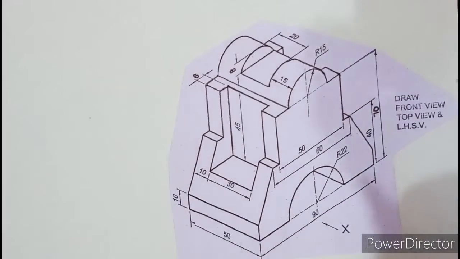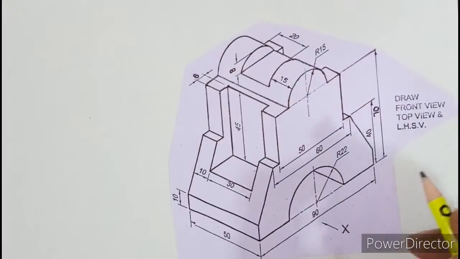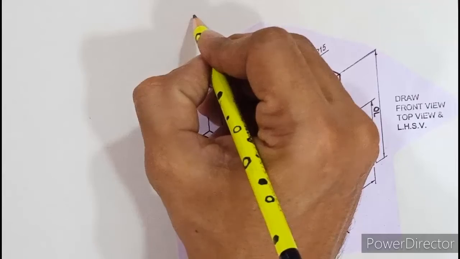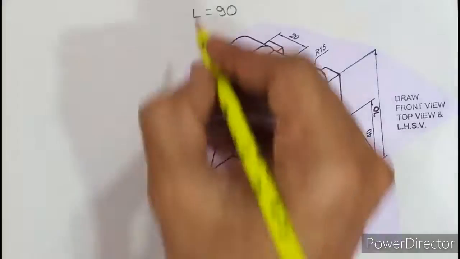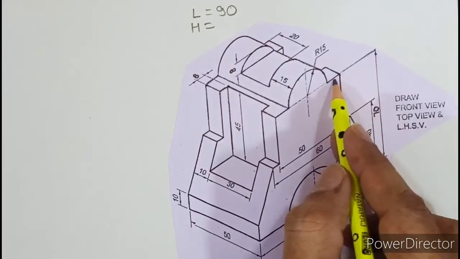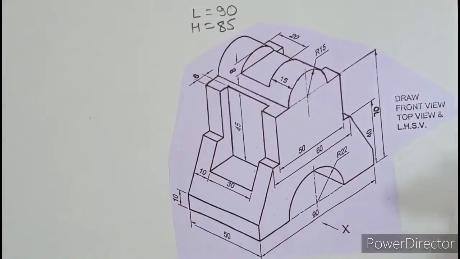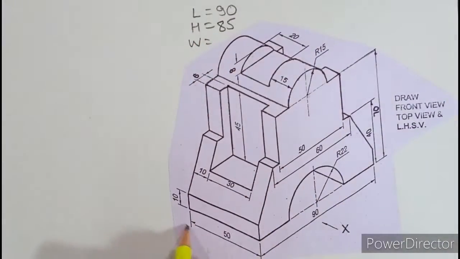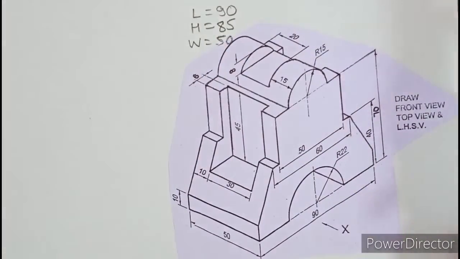We'll first of all try to draw the box within which we have to draw front view, top view and left hand side view. Let us write down the length, width and height of the object. Length of the object is 90, given over here along x. Height of the object, if you carefully observe, from the bottom edge it is 70 till the shoulder and you have to add 15 more. So height is 70 plus 15 is 85. And width of the object w is 50. These are the three dimensions of the object for which we need to prepare the box.